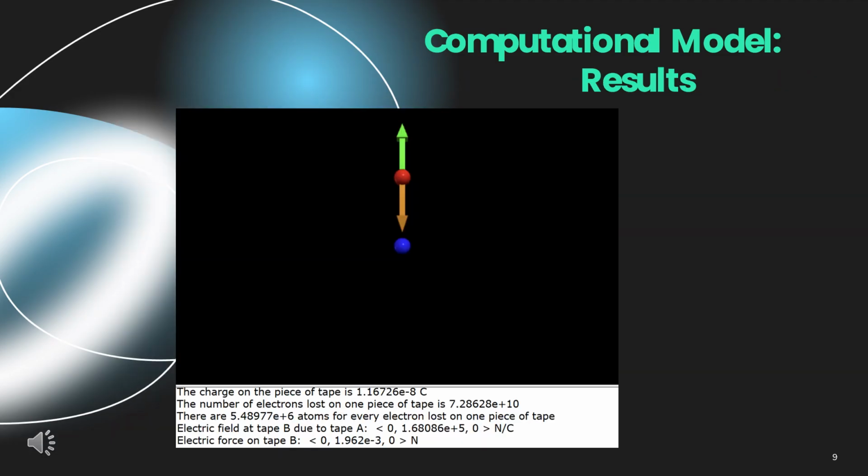Here is the actual visual result that came from the GlowScript model, and basically the charge on the piece of tape is that, and it also gives you the number of electrons lost and the number of atoms for every electron lost on one piece of the tape, and the electric field at tape B due to tape A, and the electric force on tape B, which is very cool.